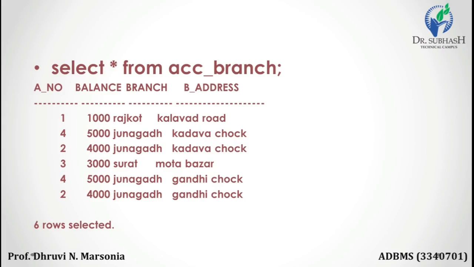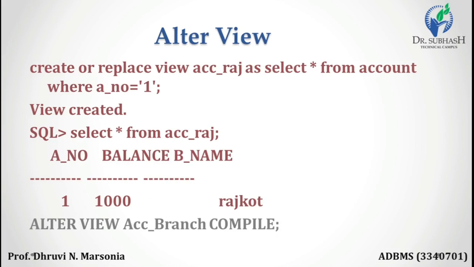How to alter a view? For that we use the words create or replace view SSC underscore RAG as select star from account where a underscore number equals 1. Then our view SSC underscore RAG is altered automatically, and we get the output with select star from SSC underscore RAG.